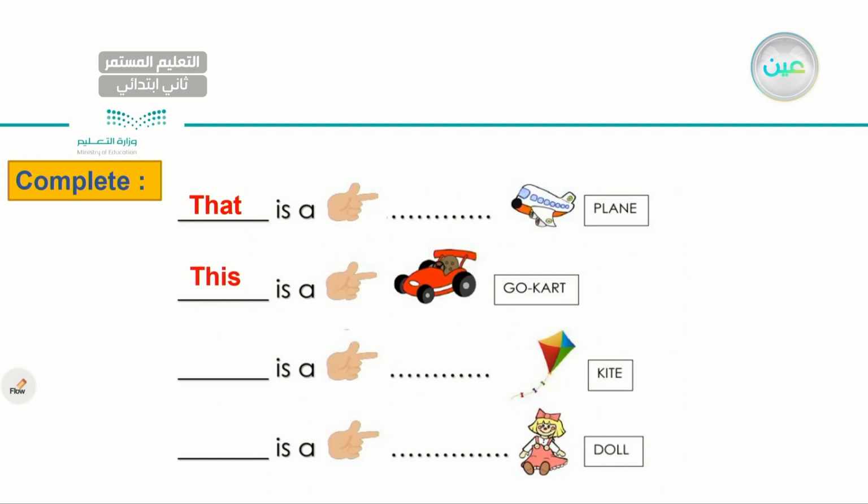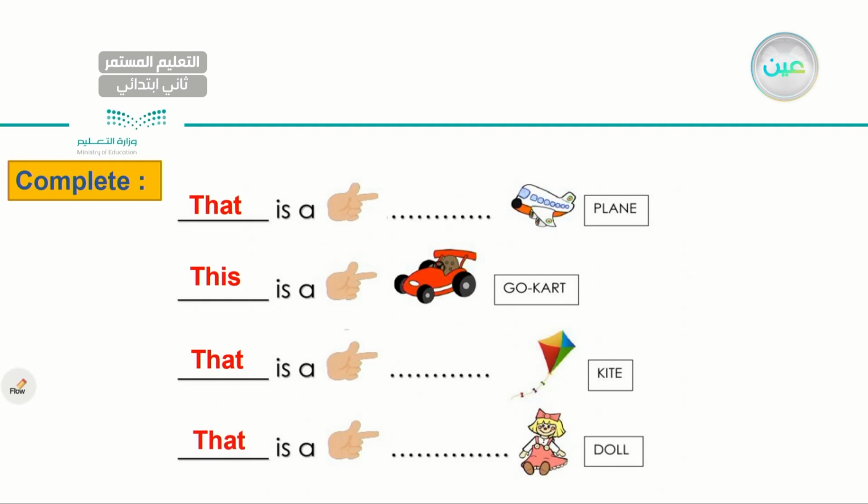Next one I have a kite. What do you think? This or that? Very good. That is a kite. The last thing you have here, remember it's singular. I have a doll. It is very good. We are going to use that. That is a doll.